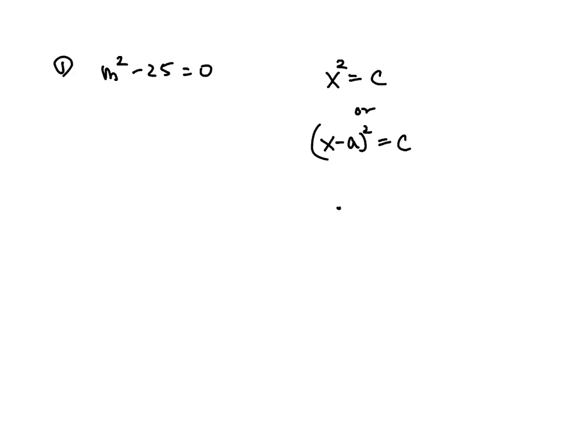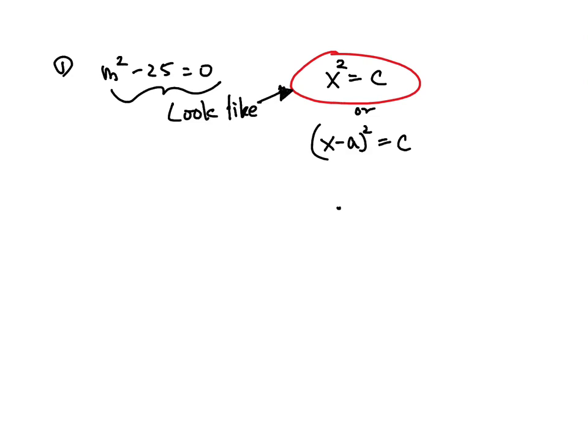Alright, square root properties. So for the first one, you have m squared minus 25 equals 0. So if we go back to our square root properties, notice we said it was either x squared equal to c or x minus a quantity squared equal to c, right? This problem looks a lot more like this one right here. So we're going to make this look like this.